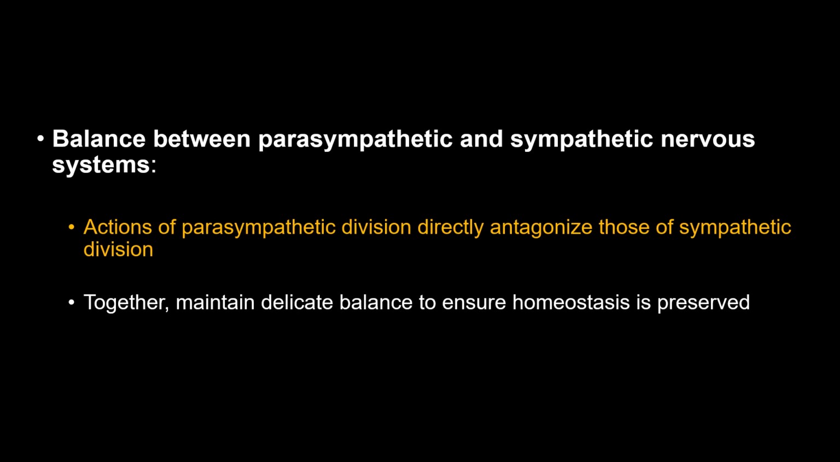Now, these don't work independently. What happens is the actions of the parasympathetic nervous system are going to directly antagonize, they're going to go directly against the actions of the sympathetic nervous system. So these guys are headbutting each other this entire time. For example, the parasympathetic neurons will decrease your heart rate, whereas the sympathetic neurons increase the heart rate. And so together, these two divisions work to maintain a delicate balance to ensure that homeostasis is preserved at all times.